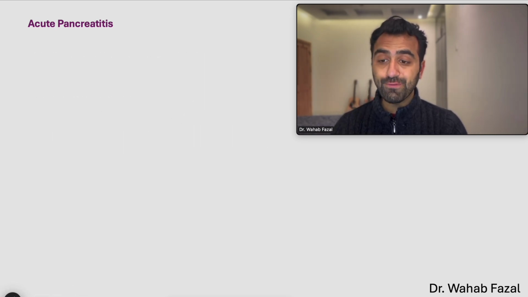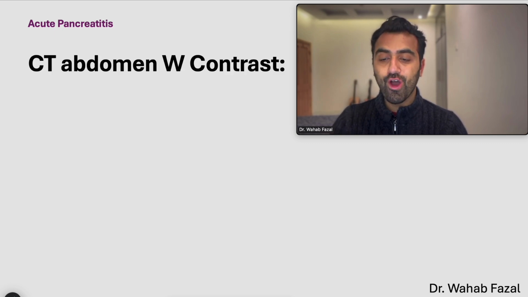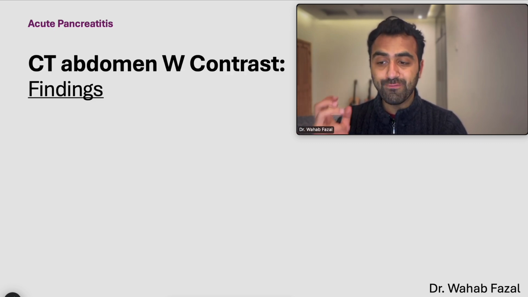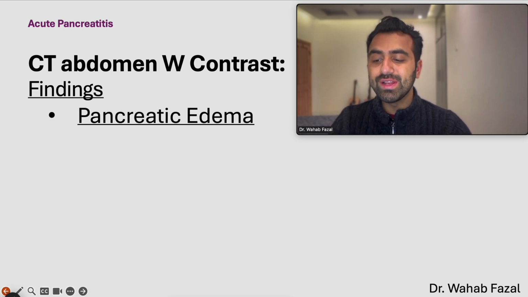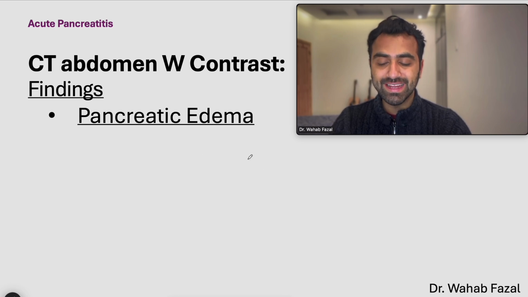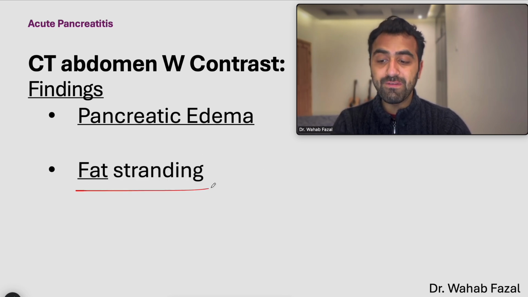Now let us talk about the findings seen on CT abdomen with contrast. What are the findings in acute pancreatitis? These findings include pancreatic edema. So the pancreas will grow bigger. It will look bigger, and there'll be edema inside the pancreas itself. There can be fat stranding.